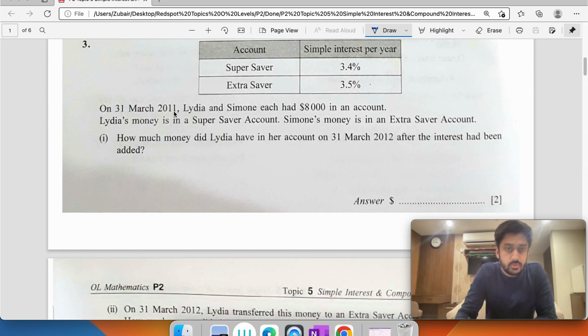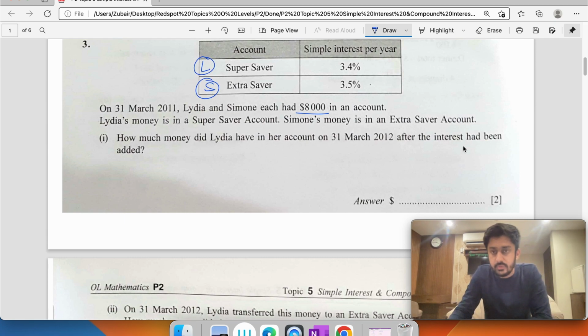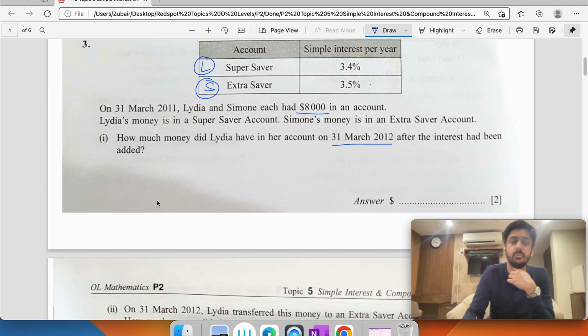On 31st March 2011, Lydia and Simon each had 8,000 in an account. Lydia's money in super saver account and Simon's money in extra saving account. How much money did Lydia have in her account on 31st March 2012? That makes 1 year after the interest had been added.